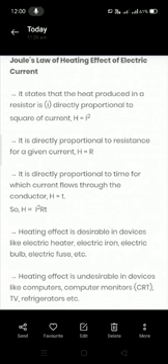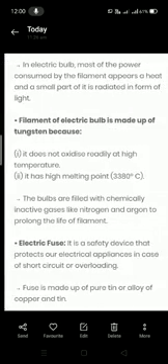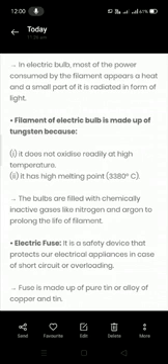Heating effect is desirable in only a few devices like electric heater, electric iron, electric bulb, electric fuse, etc. It is undesirable in devices like computers, computer monitors, TV, refrigerators, etc. In an electric bulb, most of the power consumed by the filament appears as heat and a small amount of it is radiated in the form of light.